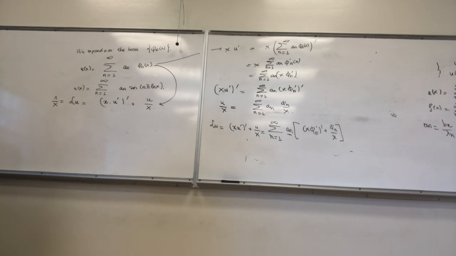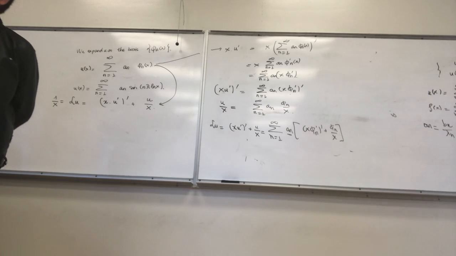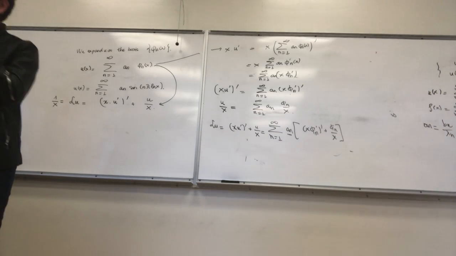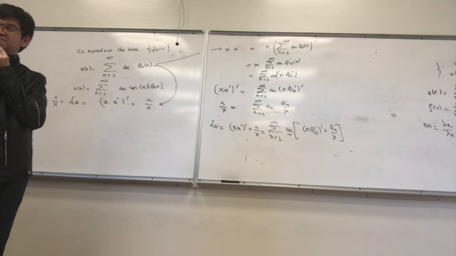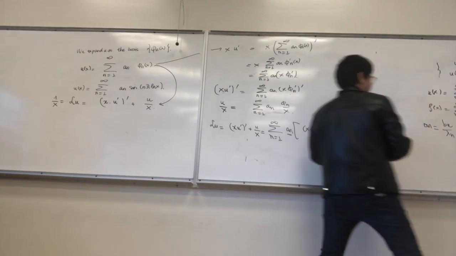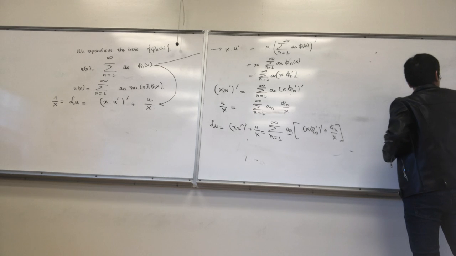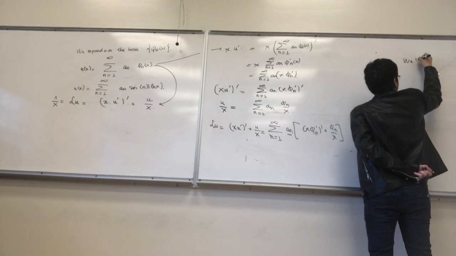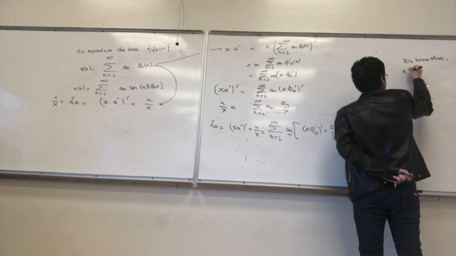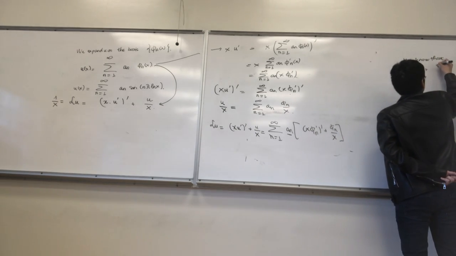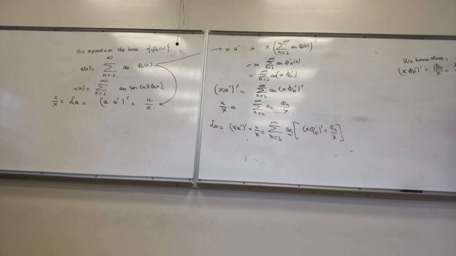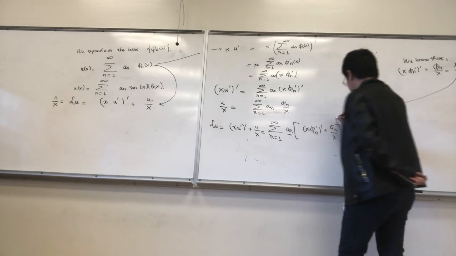What can I say about this? You know that these are the eigenfunctions, right? We solved something earlier. What is x phi_n prime plus phi_n of x? It is lambda_n phi_n of x. This is the Sturm-Liouville eigenfunction, right? Now I plug this in here.